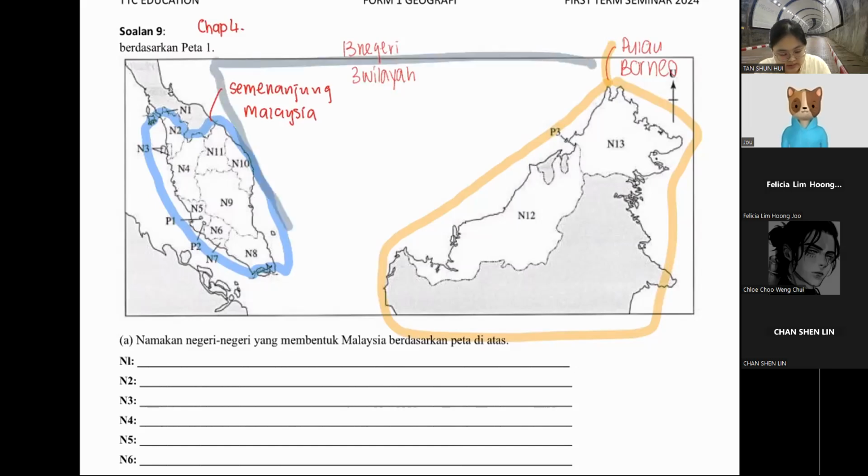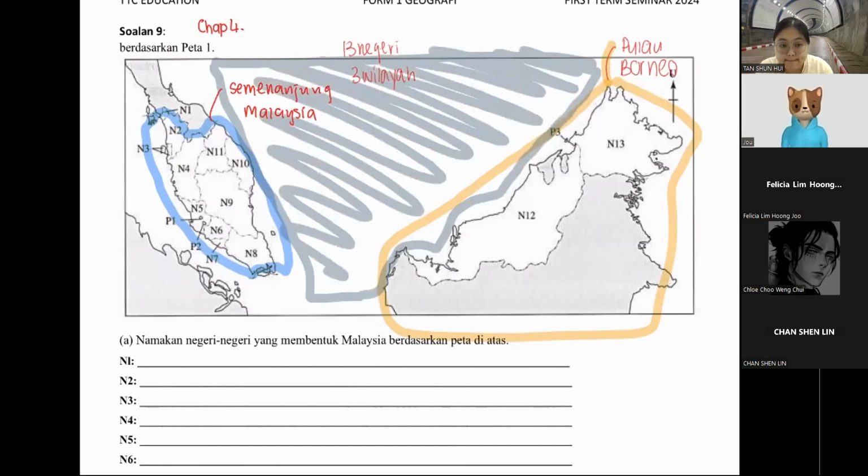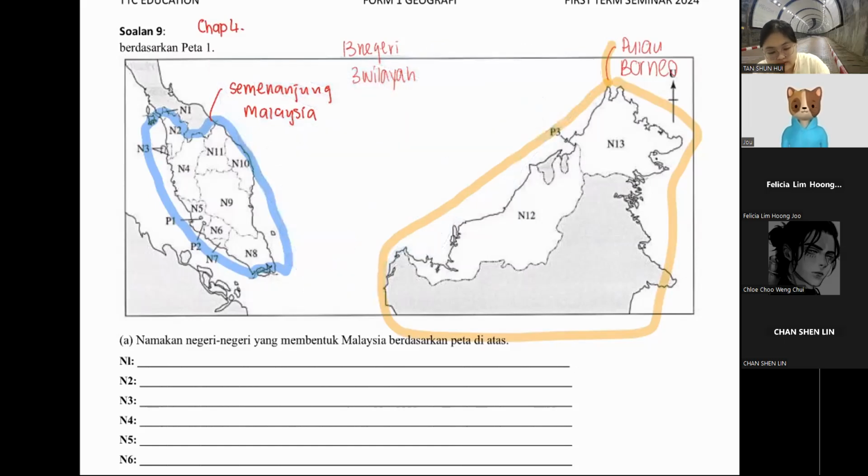So, what is the name of the laut in this area? What's the name of the laut? The laut here is Laut Cina Selatan. All right. How about the left-hand side? How about this area? This area is Selat Melaka, the Malacca Strait.